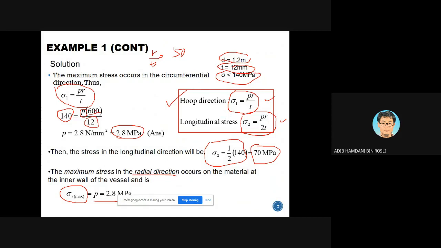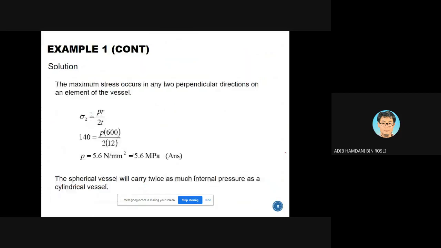So sigma 1 is 140, and sigma 2 is 70. They are very much bigger compared to sigma 3, which is the radial stress. That's why we say that in the case of the thin wall, the sigma 3 we won't calculate because it is insignificant. It's not like they don't have sigma 3. Yes, they have sigma 3. The radial stress is there, but it is very small, very insignificant compared to these values, 140 and 70. Okay.